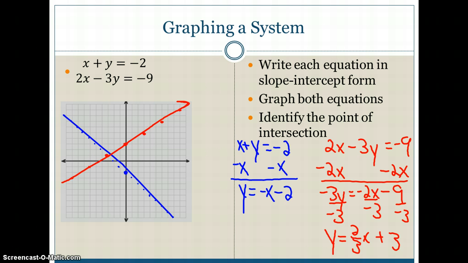So this point right here, let's actually draw that blue line like it's supposed to be so we can see it. This point right here, and that is negative 3, positive 1, is the solution to our system because that's the point where the two lines cross. So you want to write each equation in slope-intercept form, then graph them, and then identify that point where the two lines do actually cross.